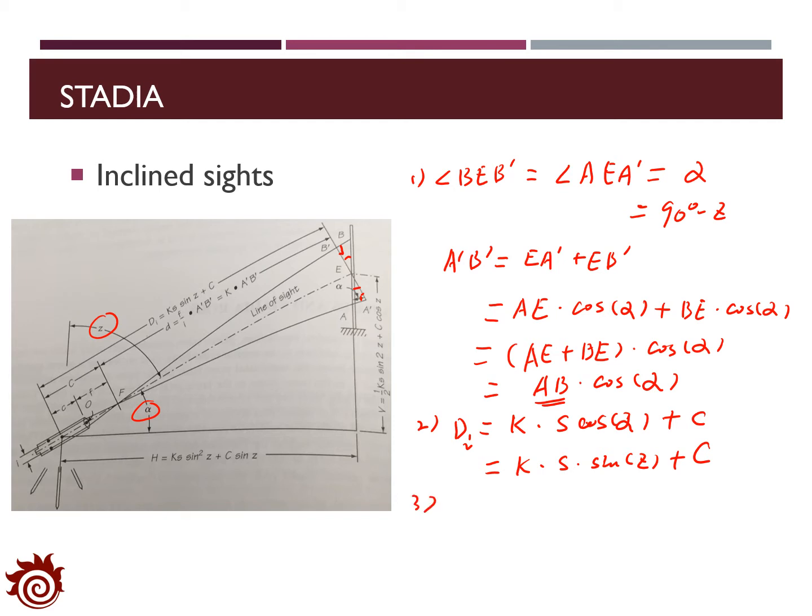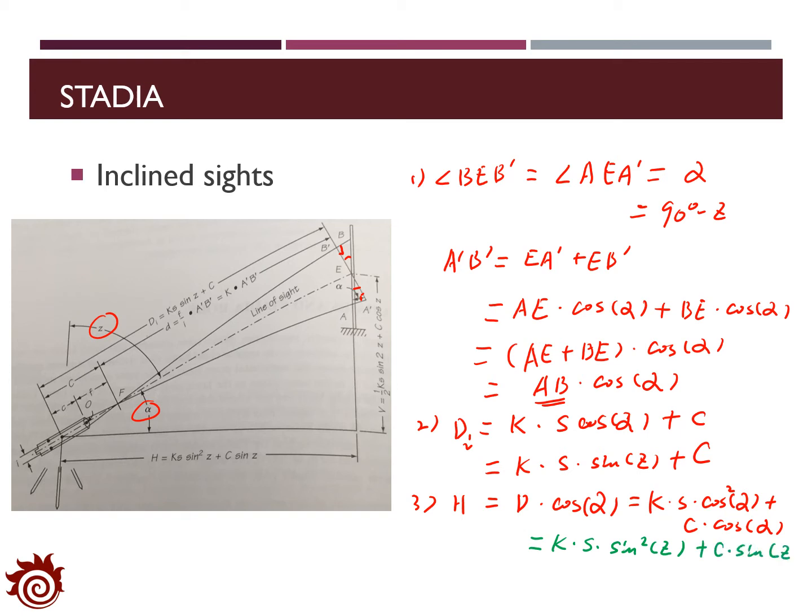For the horizontal distance, capital H equals D times cosine alpha. That is k times s times cosine alpha squared plus c times cosine alpha. This is also the same as k times s times sine squared z plus c times sine z.